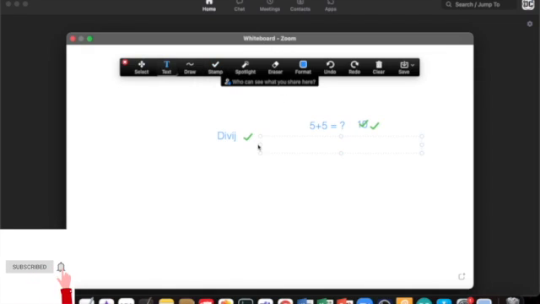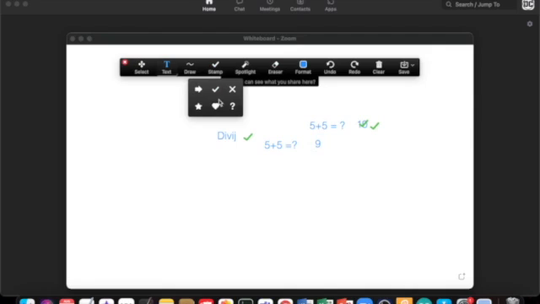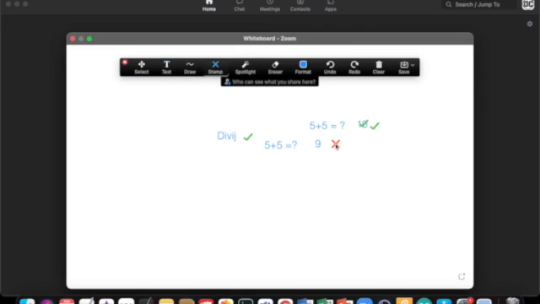And if the students like 5 plus 5 is equal to question mark, you do that again. The students write 9. And then you can use the stamp of cross.